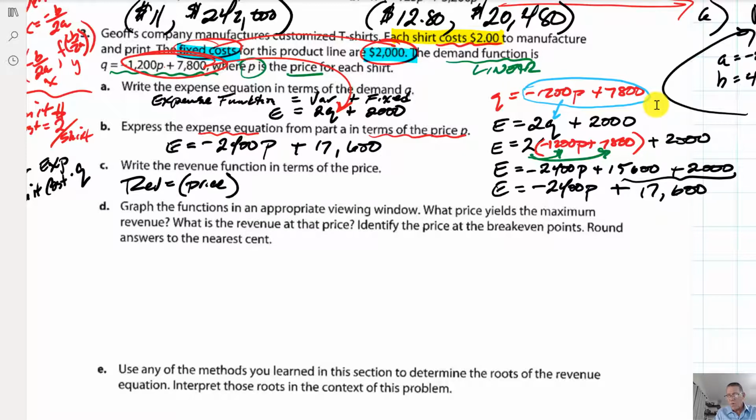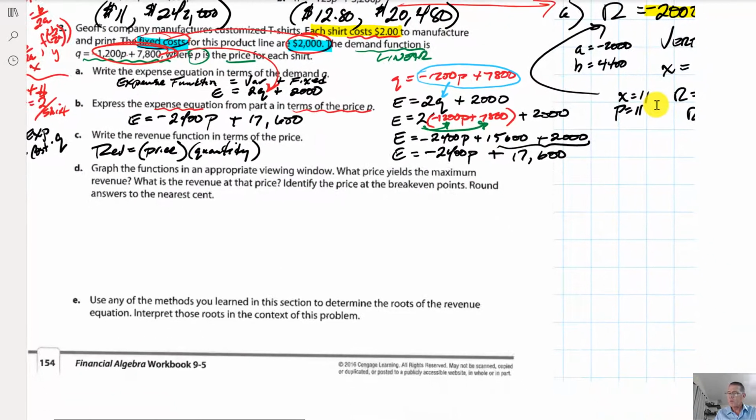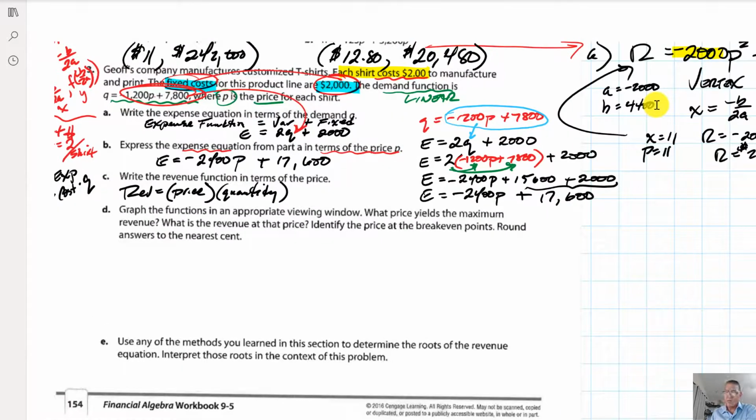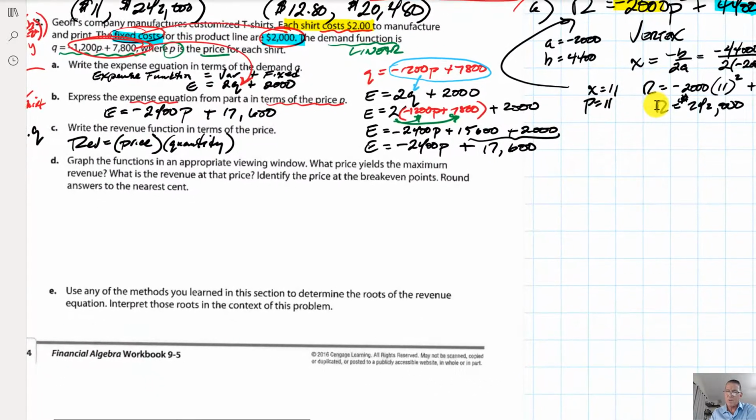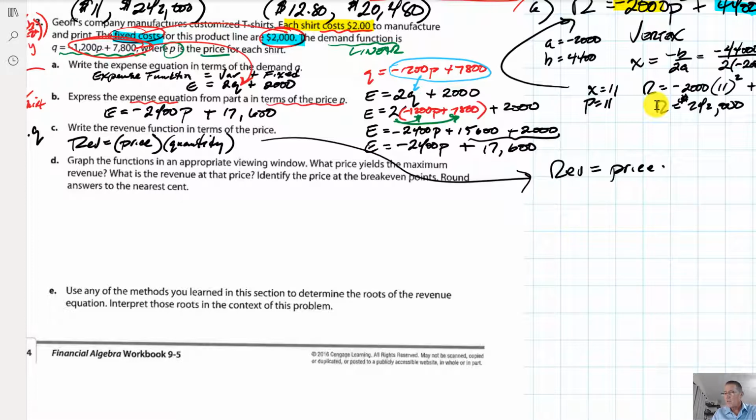I'm running out of room, so I'm going to have to go into our spiral here. Let's go off to the side so you can get a better view. So revenue equals price times quantity. There we go. P times Q, in general, price times quantity.